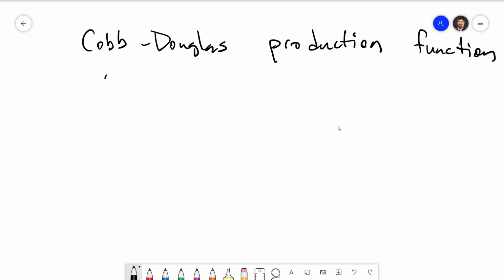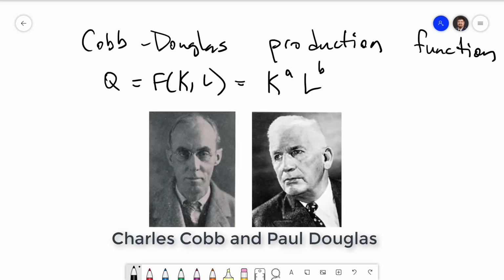Cobb-Douglas functions look like this. F of K and L equals K to the A, L to the B. Again, A and B, just constants. Just like with utility, Cobb-Douglas is a very popular choice to study production because it has some very nice mathematical properties that we're going to look at very soon. The Cobb-Douglas function was named after Charles Cobb and Paul Douglas, who were early 20th century American economists.